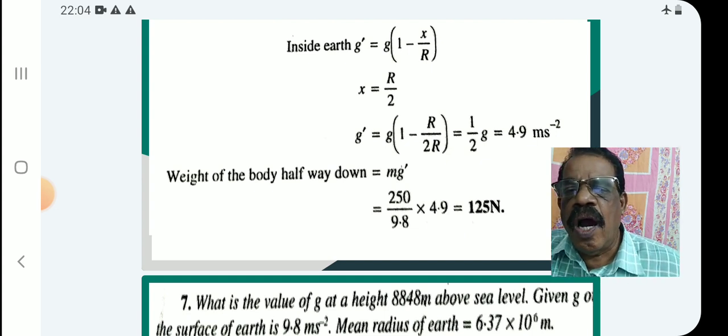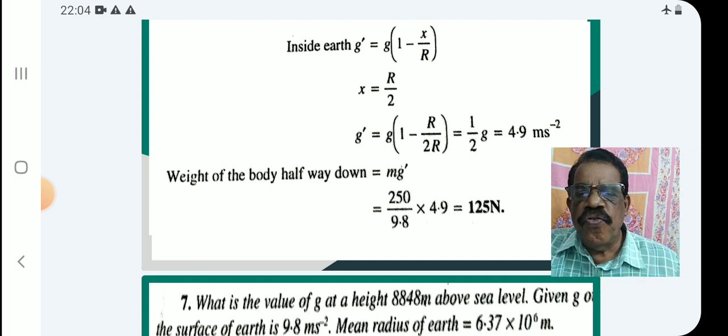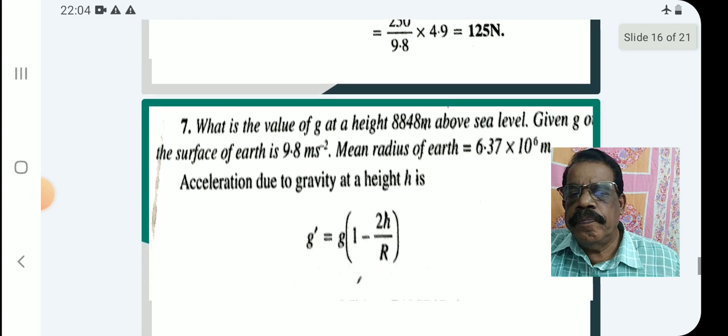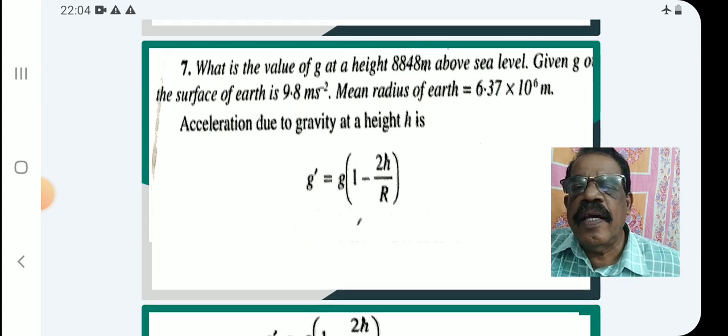Weight of the body halfway down is mg dash. g dash is 4.9 and the mass we have calculated previously, 250 by 9.8, so the weight is 125 Newton. Next problem. What is the value of g at a height of 8848 meter above the sea level?